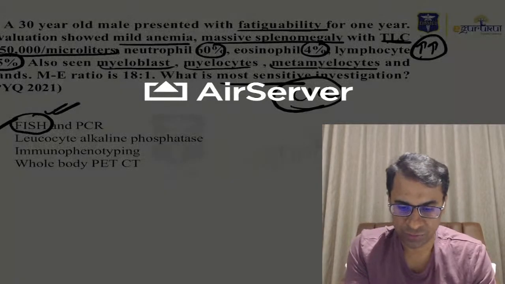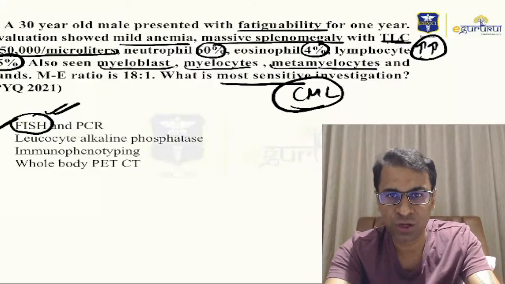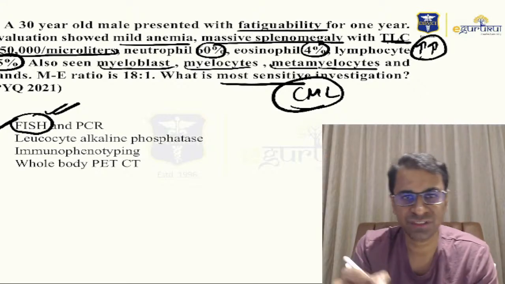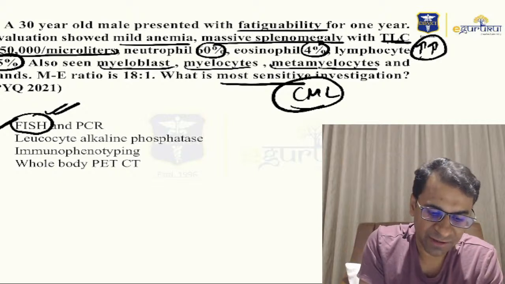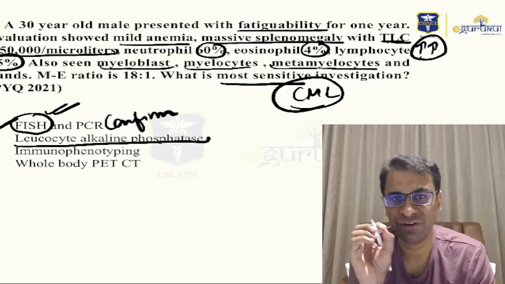Okay, let's move forward. What I was discussing with you was that because here the question is about chronic myeloid leukemia, the better answer is FISH than PCR. Remember, if the question would have been the next step, then you could have done a LAP scoring. But the confirmatory test is often done by FISH and PCR.